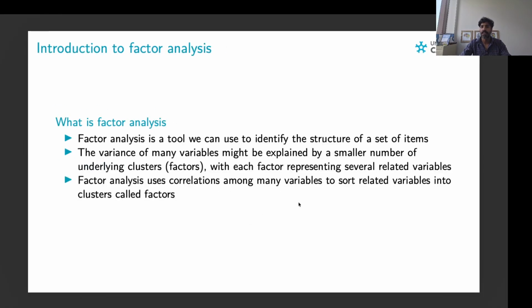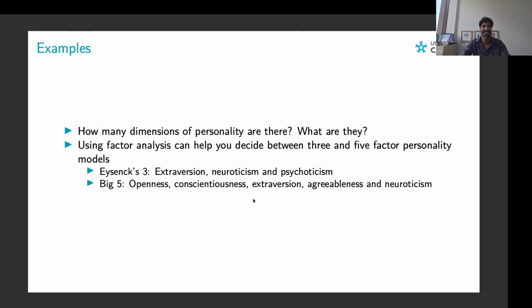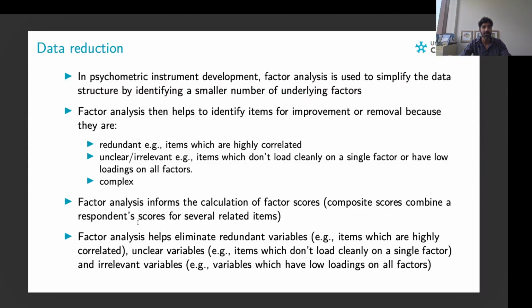So that is that. I think I'm going backwards, which is why I'm confused. So I went through these examples and we talked about the composite scores. So factor analysis helps eliminate redundant items. So items which are highly correlated, unclear variables, items which don't load cleanly onto a single factor, and irrelevant variables, so variables which have low loadings on all factors.